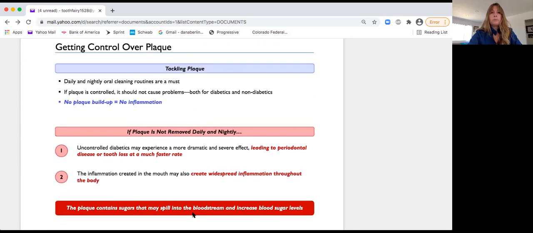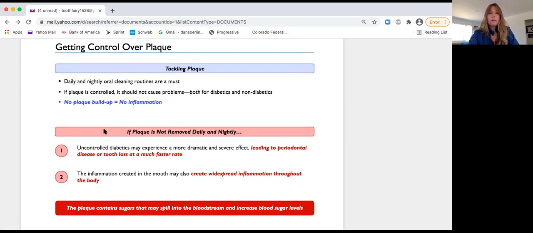Getting control over plaque, tackling plaque. Daily and nightly oral cleaning routines are a must. So if plaque is controlled, it should not cause problems, both for diabetics and non-diabetics. So no plaque buildup equals no inflammation.